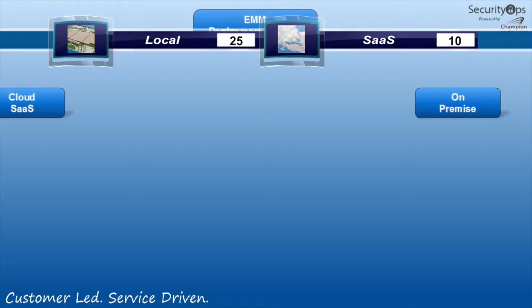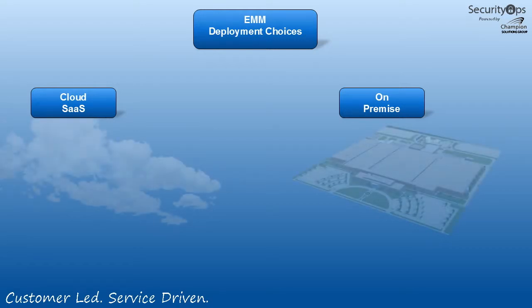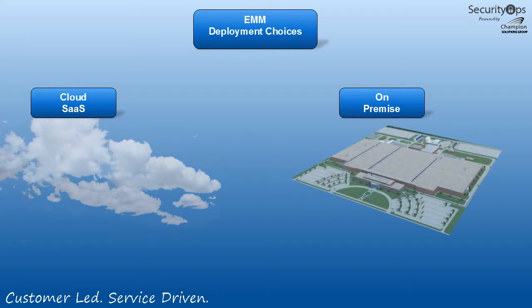The next topic to consider is your deployment choices. It really comes down to two. It's either a cloud SaaS-based solution or it's on-premise. So let's take a look at each of these. Both of these solutions will require a server and a database to support your MDM solution. However, in the cloud, that is provided for you. On-premise, that's up to you to provide.